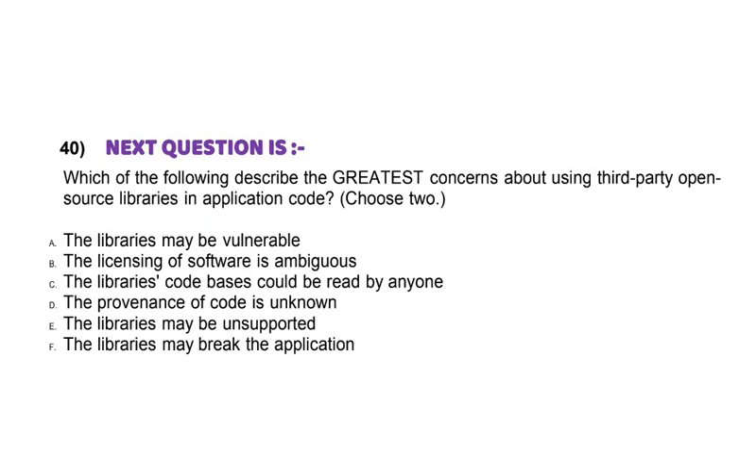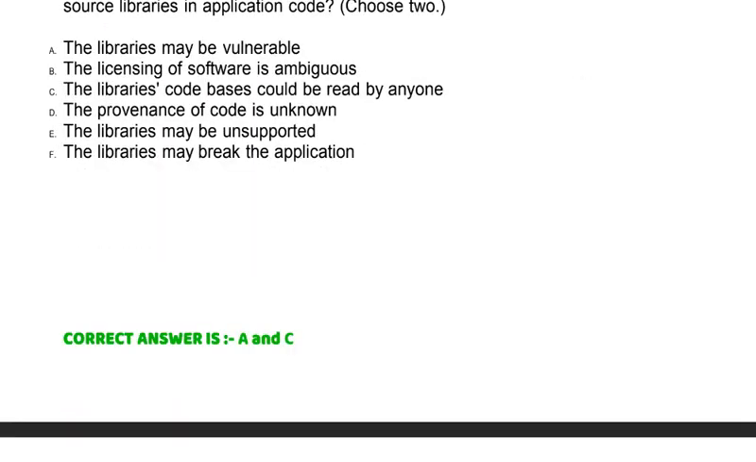Question: Which of the following describes the greatest concern about using third-party open source libraries in application code? Choose two options. Option A, the libraries may be vulnerable. Option B, the licensing of software is ambiguous. Option C, the library's code base could be read by anyone. Option D, the provenance of code is unknown. Option E, the libraries may be unsupported. Option F, the libraries may break the application. Correct answer is option A and option C.